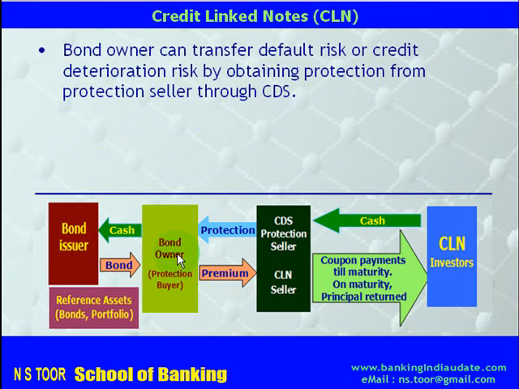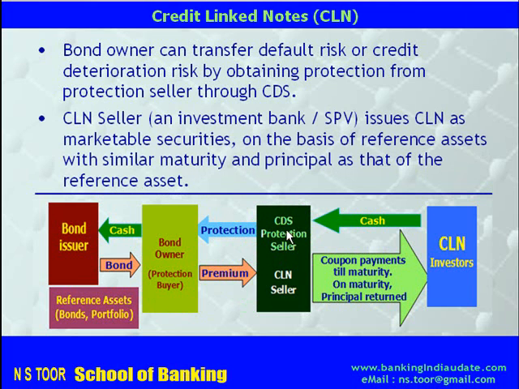In such circumstances, the bond owner can transfer the default risk or credit deterioration risk by obtaining protection from a protection seller by using a credit default swap. In that process, the bond owner becomes the protection buyer also. So he buys protection from the protection seller by way of credit default swap.